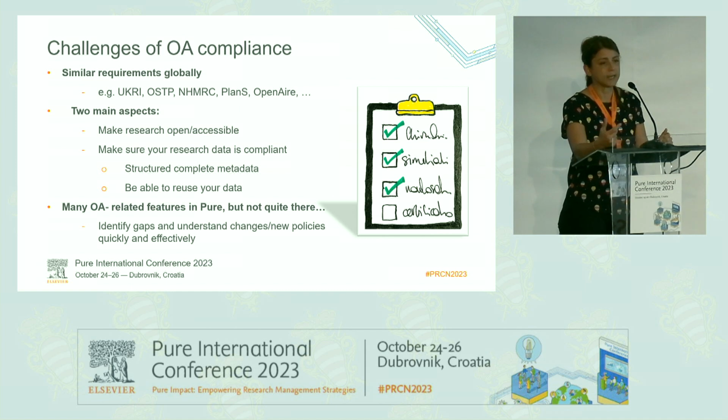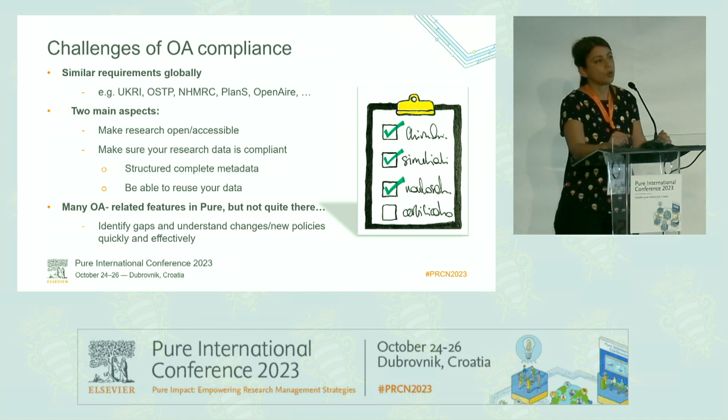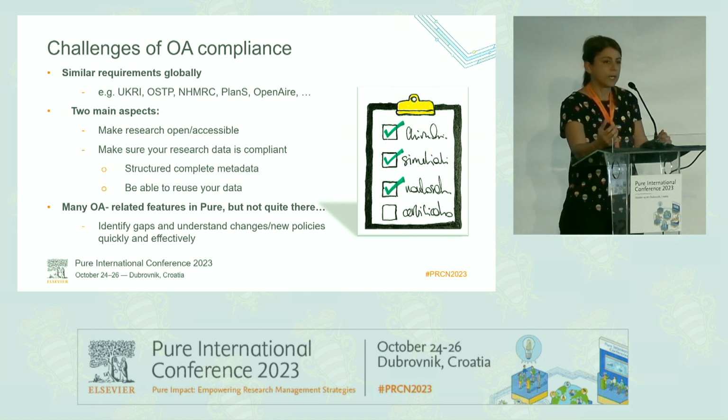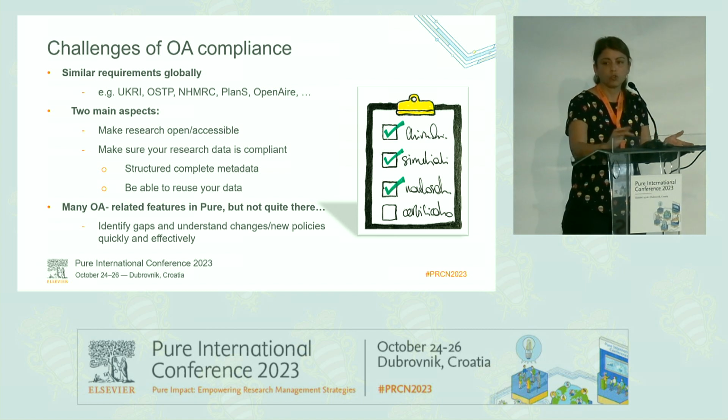In Pure, we already have a number of open access related features and functionality, such as the open access guideline section, and now, as Thomas talked about before if anyone saw his presentation, the OpenAIRE compliance box for datasets in the datasets editor, and integrations with Sherpa Romeo and the DOAJ. So we have several things, but we are not quite there yet.